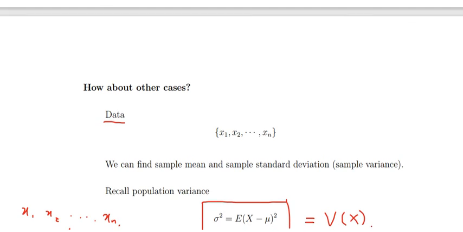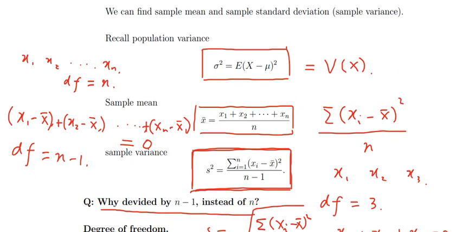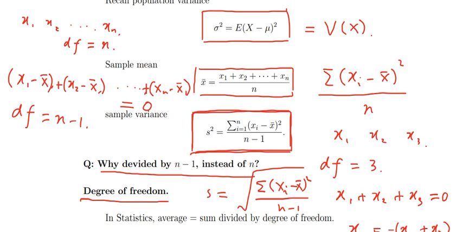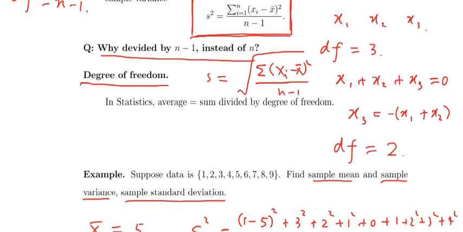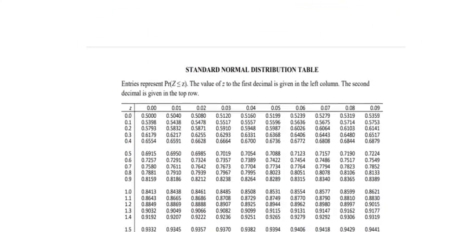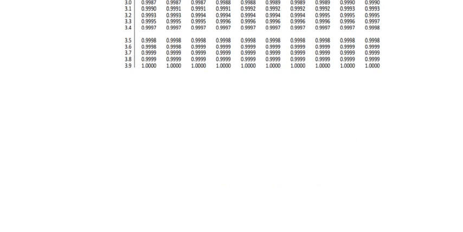In general, at first we introduced the sample variance, and we also introduced the degree of freedom. In statistics, the degree of freedom is very important. So in stats, we say the average should be divided by the degree of freedom, not by how many numbers. We should divide by the degree of freedom.